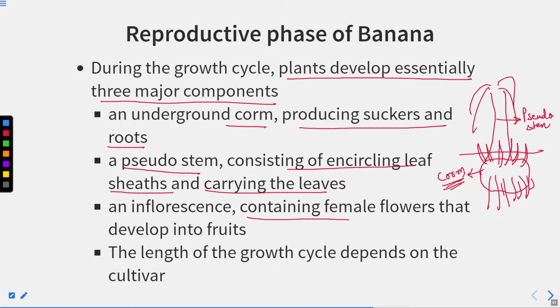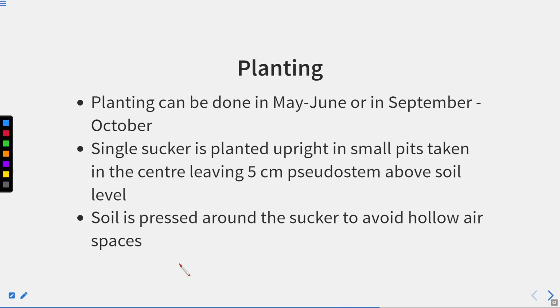An inflorescence containing the female flowers develops into fruit. And here we will have initially the female flowers, right? And later when fertilization occurs, it changes to the fruit. The length of the growth cycle depends upon the cultivar, meaning what type of varieties we are growing. Now, planting can be done in May and June or in September and October.